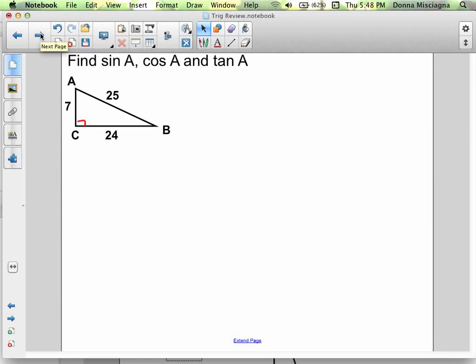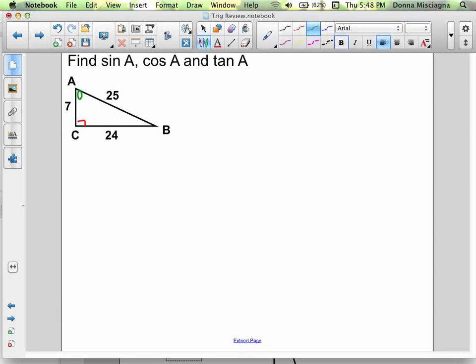So we want to find sine A, cos A, and tangent A. So A is our angle of reference. Let's label that. And then let's label the sides relative to our angle of reference.